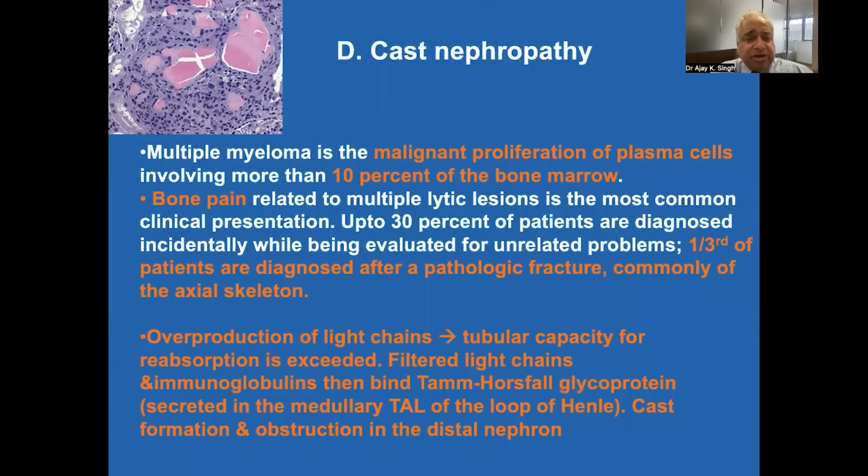Up to 30% of patients are diagnosed incidentally while being evaluated for unrelated problems. And a third of patients are diagnosed after a pathological fracture, commonly of the axial skeleton. Mechanistically, there's an overproduction of light chains that results in an excessive amount of light chains being excreted and exceeds the tubular capacity for reabsorption. Filtered light chains and immunoglobulins then bind to Tamm-Horsfall glycoprotein, which is secreted in the medullary thick ascending limb of the loop of Henle, and subsequently cast formation and obstruction occurs in the distal nephron.